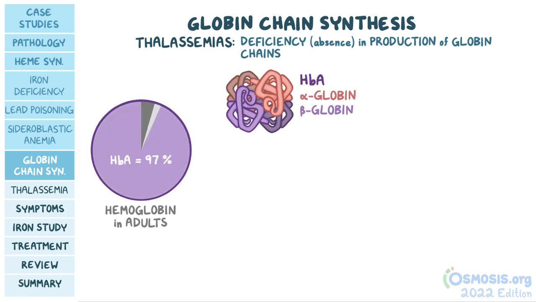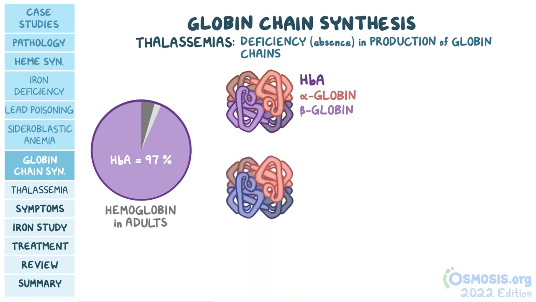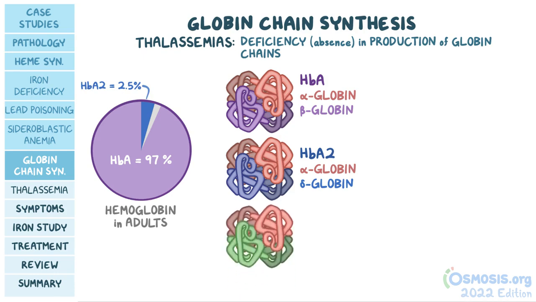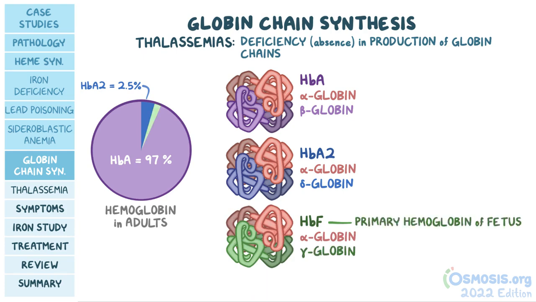adults. Hemoglobin A2, or HbA2, which is made up of 2 alpha globin and 2 delta globin chains, makes up approximately 2.5% of total hemoglobin. Now, hemoglobin F, or HbF, made up of 2 alpha globin and 2 gamma globin peptide chains, is the primary hemoglobin of the fetus, but makes up less than 1% in adults.